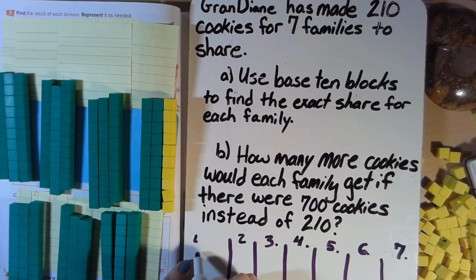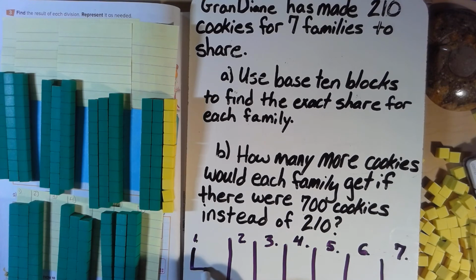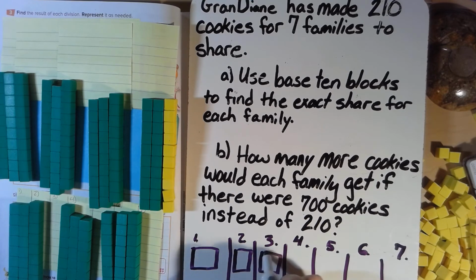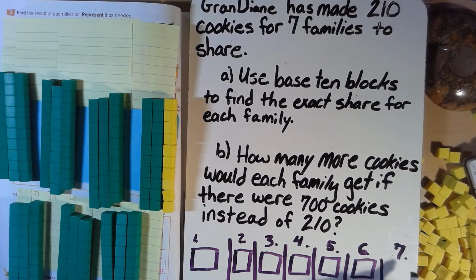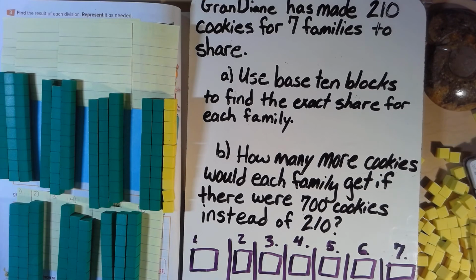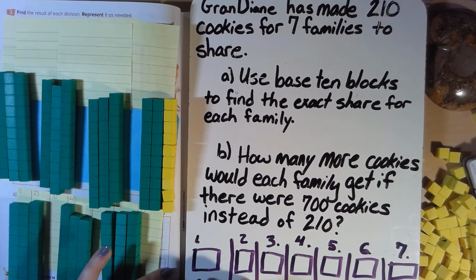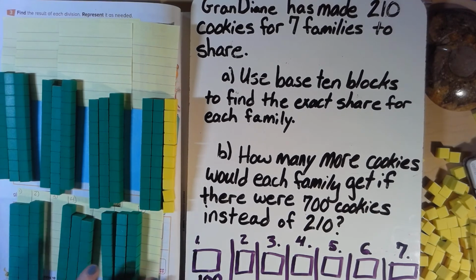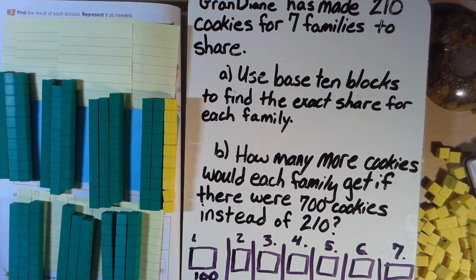We'll put 100 in each group first. So 100, 200, 300, 400, 500, 600, 700. So I don't know what a family's going to do with 100 cookies, but if I had 700 cookies, maybe they're big families. If I had 700 cookies and I divided it into 7 families, each family would get 100 cookies. That's a lot of cookies. 100 for each family. Was that my question?